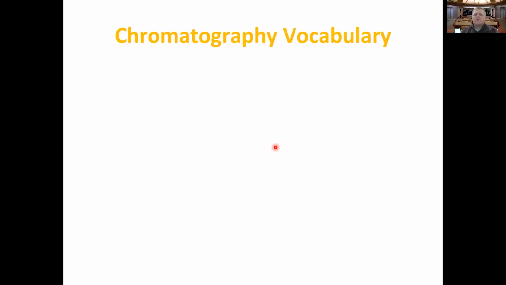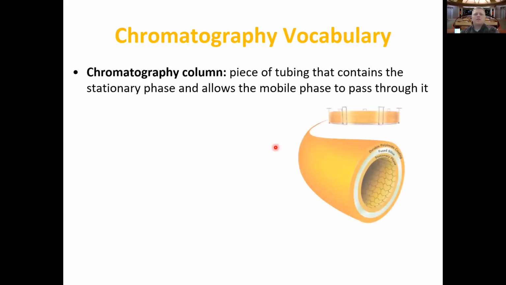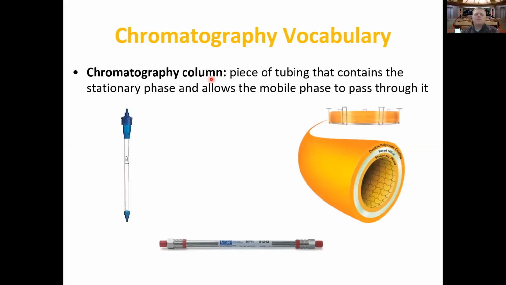Now, before we get into the specifics of these different types of chromatography, I want to introduce you to some chromatography vocabulary, and this will be useful for your understanding of how chromatography works. The first phrase that you need to learn is chromatography column. This is some piece of tubing that contains what we call a stationary phase, and it allows a mobile phase, such as a liquid or gas, to flow through it.